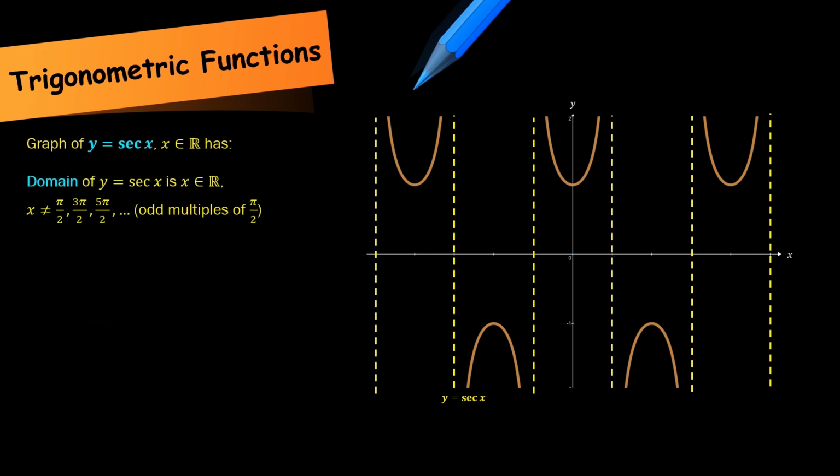We can write the domain of y equals sec x for x not equal to pi by 2, 3 pi by 2, and so on, as x in the real numbers with x not equal to 2n plus 1 times pi all over 2 for n in the integers.